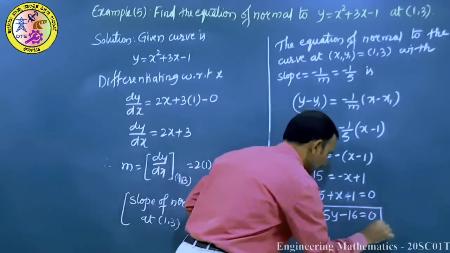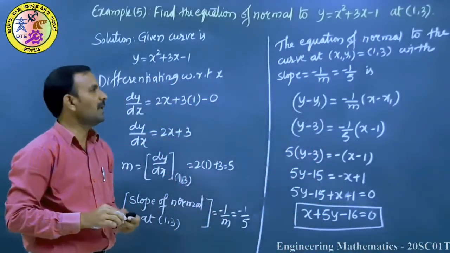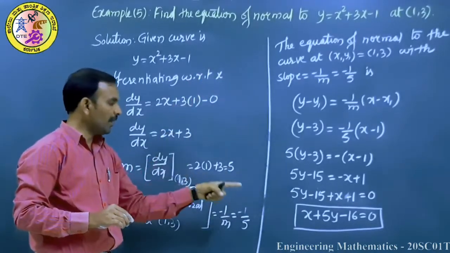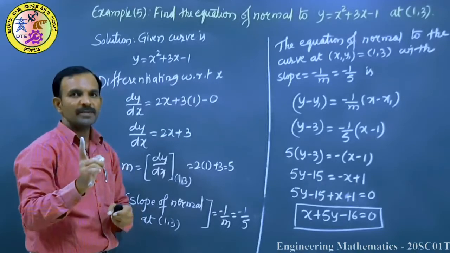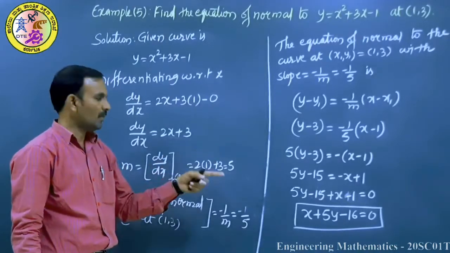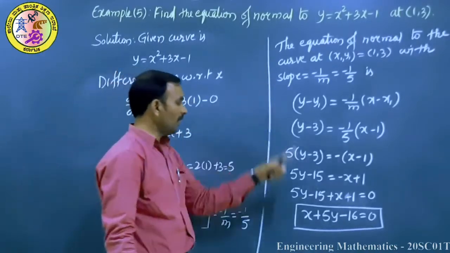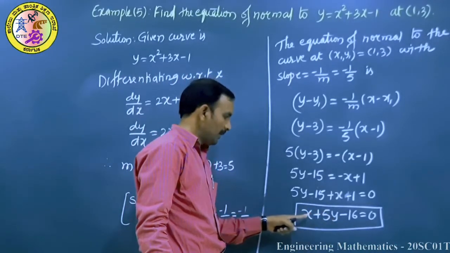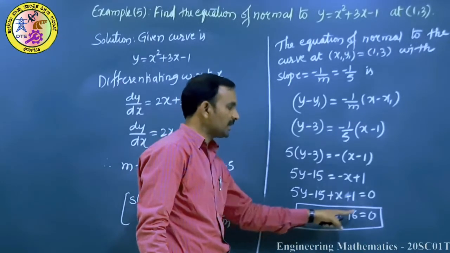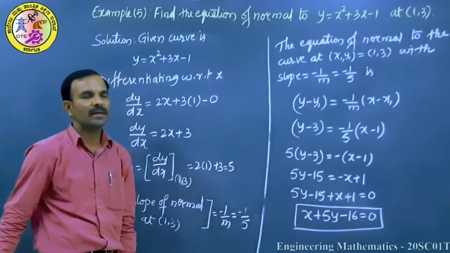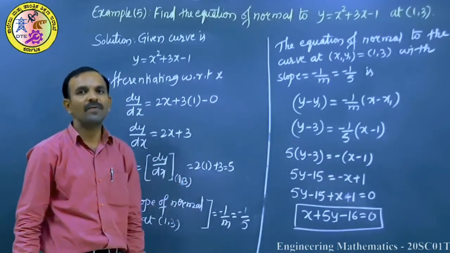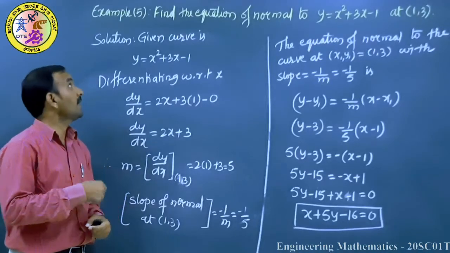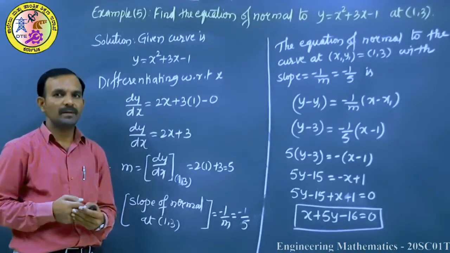To check whether the answer is correct, there is a very easy method. The point 1 comma 3 lies on this curve. If you substitute the values of x and y, then LHS must be equal to RHS. That tells you whether your answer is correct or not. Substitute x is 1, y is 3: 5 into 3 is 15, 15 plus 1 is 16, 16 minus 16 is 0, then your answer is correct. Now it is the equation of normal. You can note it down.